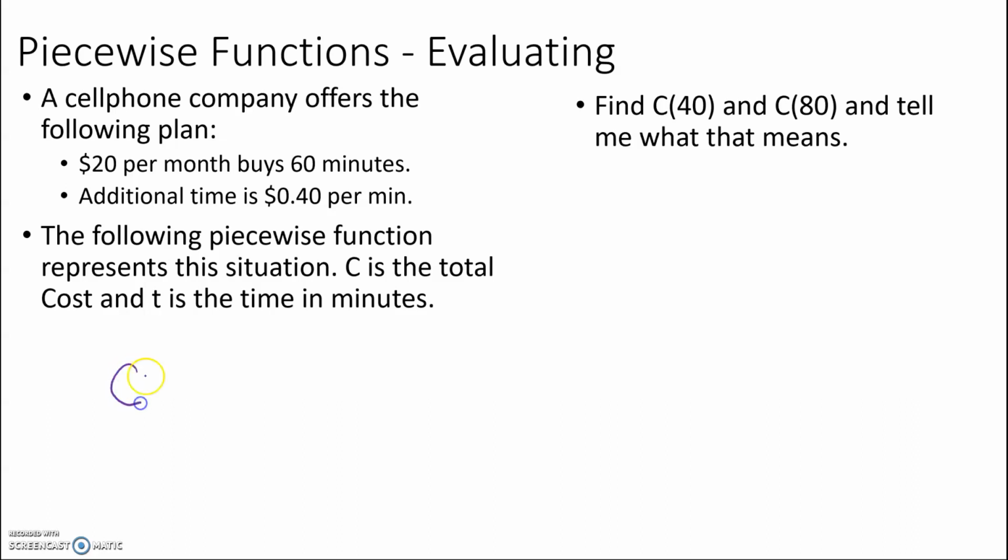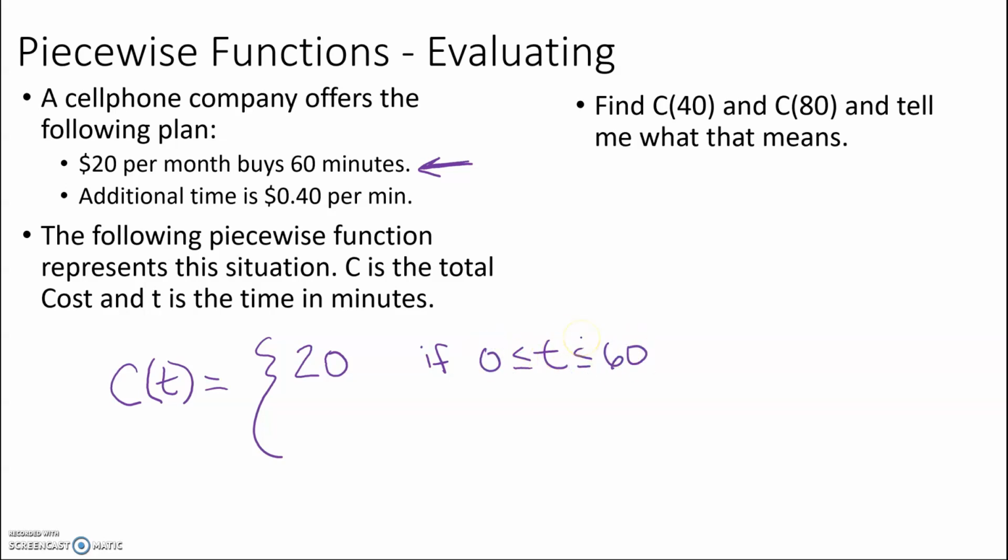So we're going to say cost based on minutes, right? How much time? And we're going to start a piecewise function. Notice piecewise because it changes, right? For the first 60 minutes, you're locked in at $20. So our cost is going to be $20 when our time is between 0 and 60 minutes. So we're locked in at 20 bucks.